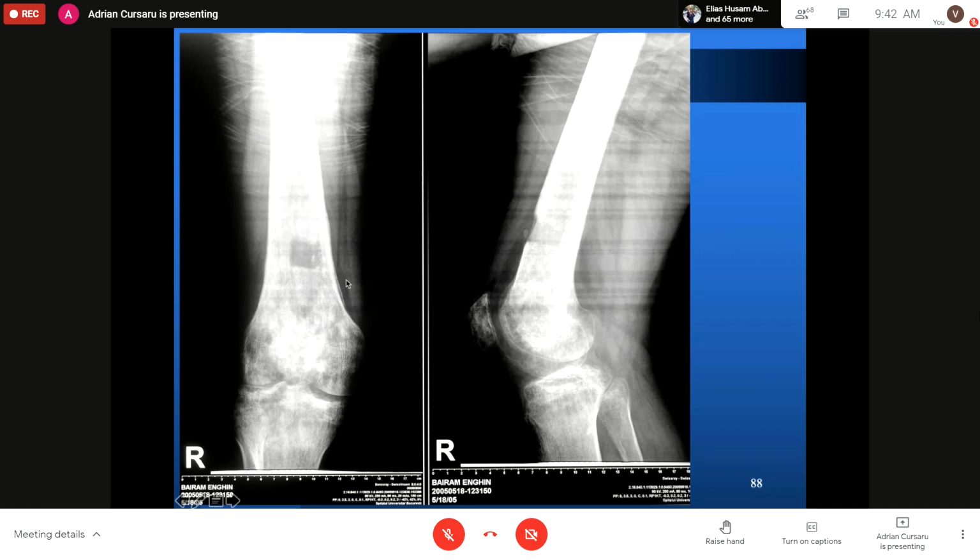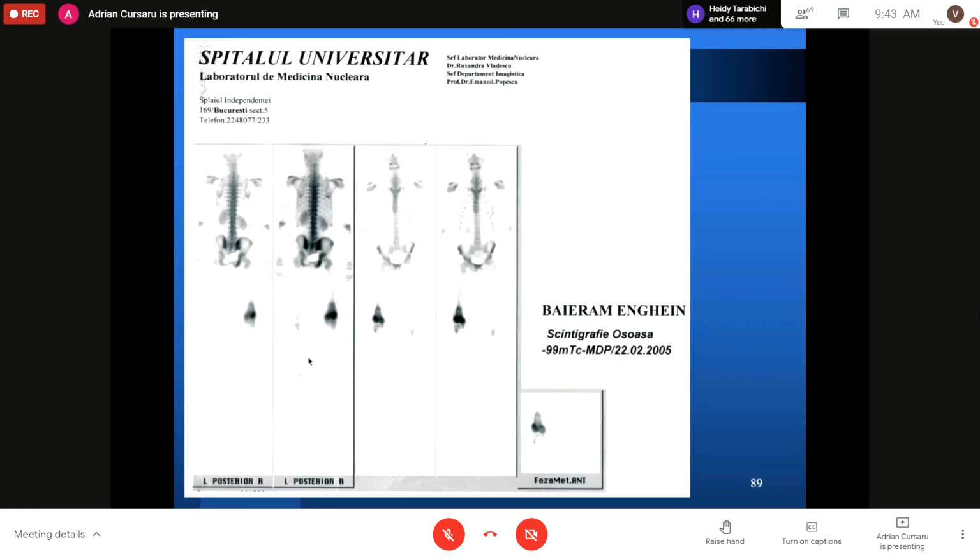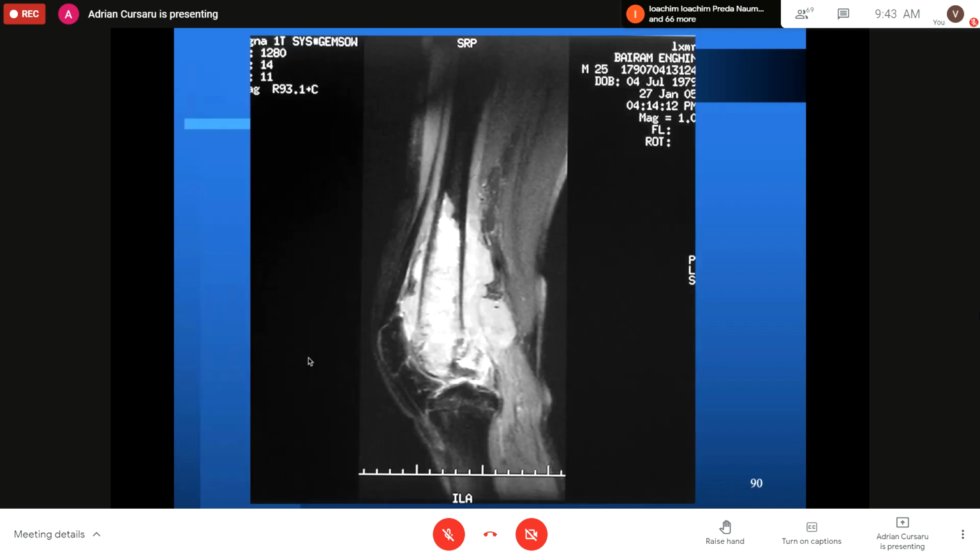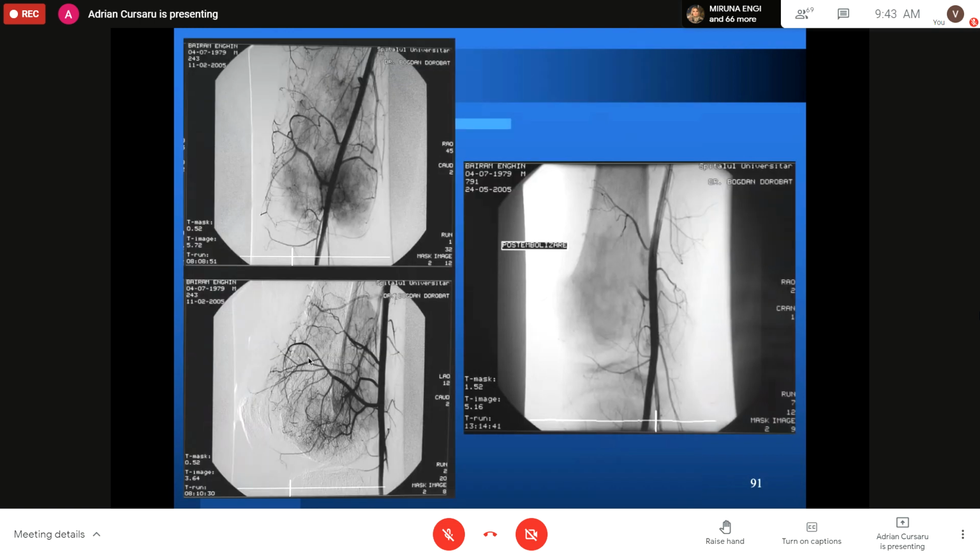On the middle part of the cortical of the distal part of the femur, you can see here the periosteal reaction, and you can see the osteocondensation and osteolysis lesions on the distal part of the femur. On the scintigraphy, you can say it's a metabolically active tumor, and you will have to make a biopsy. You can see here how big is the discrepancy between the X-ray and MRI according to the soft tissue extension. You can see here the arteriography that was performed for our embolization, pre-embolization images and after embolization images.